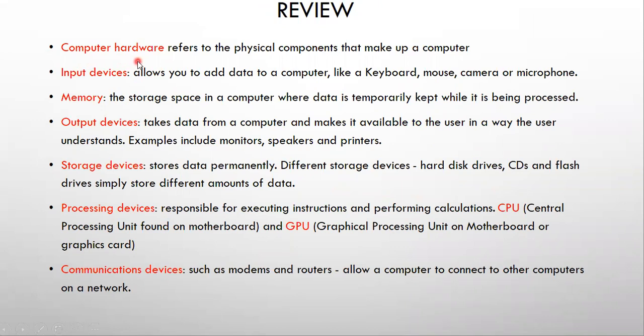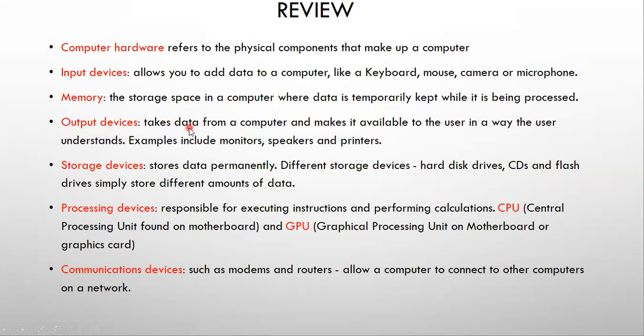One is computer hardware, that refers to the physical components that make up a computer. Input devices allow you to add data to a computer, like a keyboard, mouse, camera, microphone, that allow you to enter data for the computer. Memory, this is the storage space in the computer where data is temporarily kept. So memory is temporary. So data that is being processed is kept here.